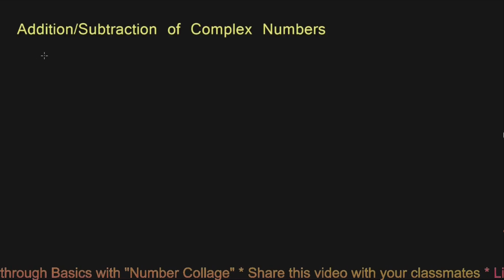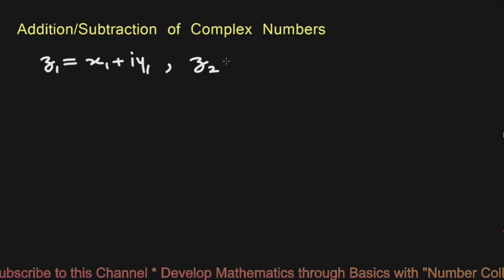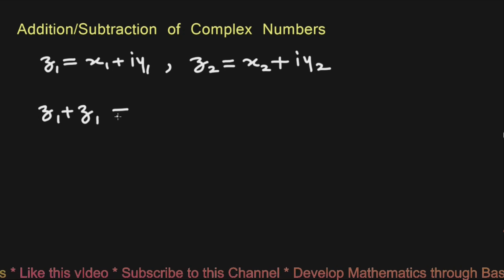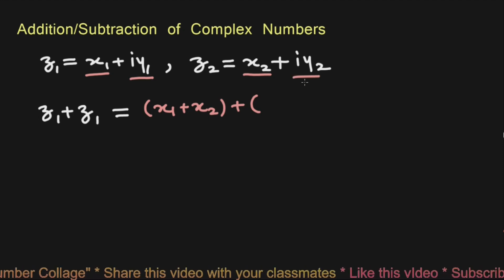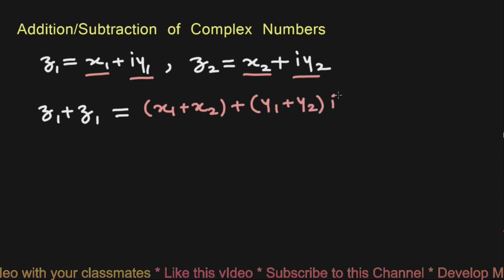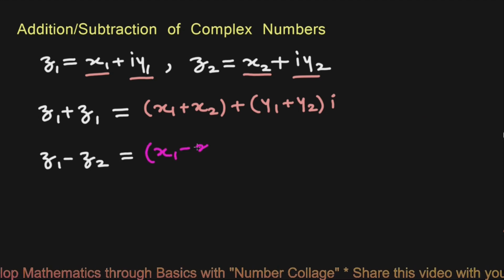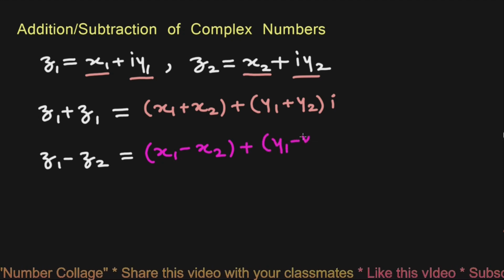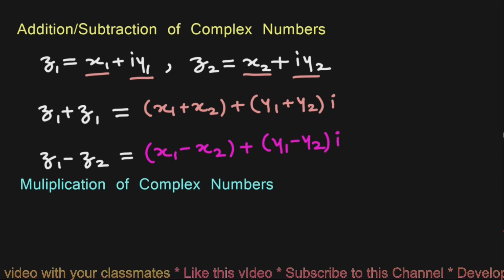How are two complex numbers added and subtracted? If complex number z1 is x1 plus iy1 and z2 is x2 plus iy2, then z1 plus z2 will be sum of the real parts, x1 plus x2, plus sum of the imaginary parts, y1 plus y2, into i. z1 minus z2 will be subtraction of real parts, x1 minus x2, plus subtraction of the imaginary parts, y1 minus y2, into i.